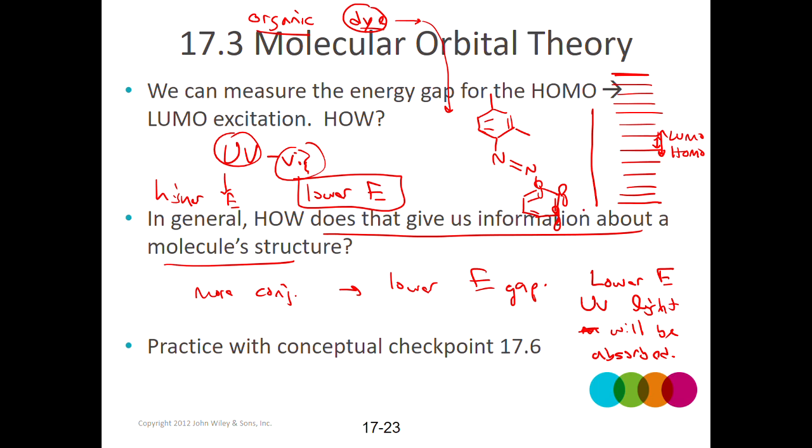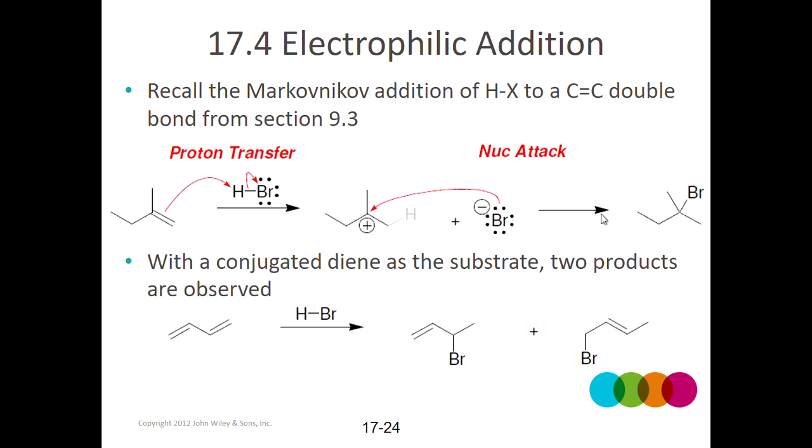So there's an interesting relationship between the amount of conjugation, the size of the energy gap, and the wavelength of light that's absorbed when an electron is promoted up from the HOMO to the LUMO. All right, so that covers our basic discussion of UV vis spectroscopy and dyes and conjugation. And we'll come back to that a little bit later in the context of a couple other reactions.